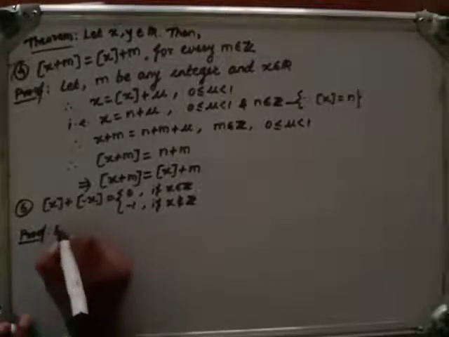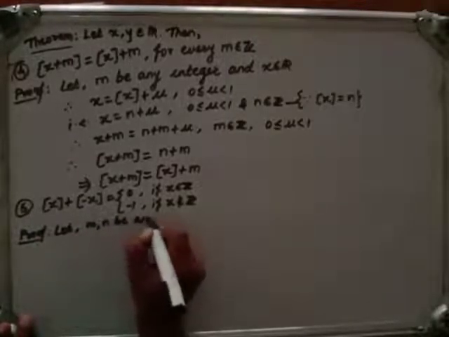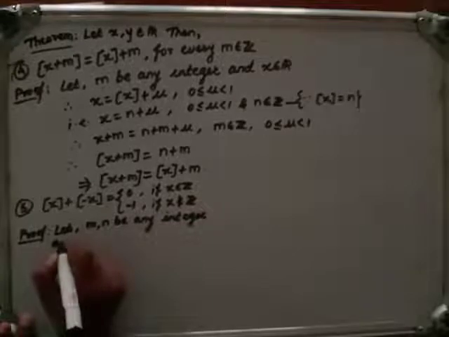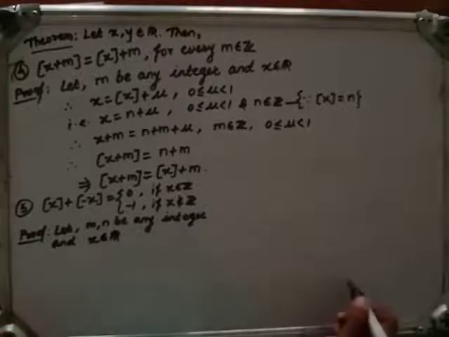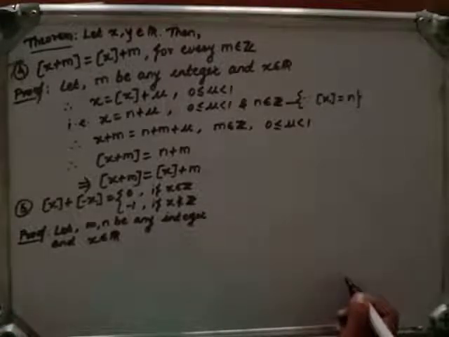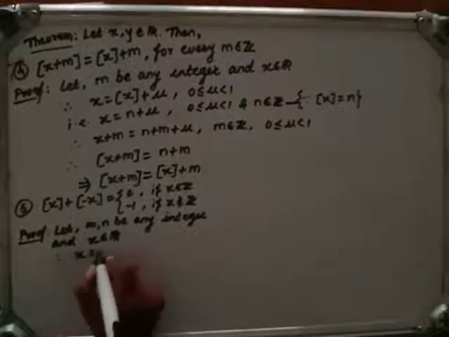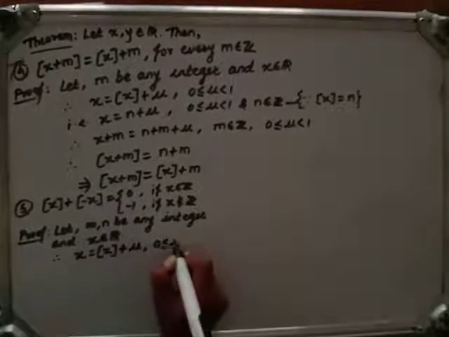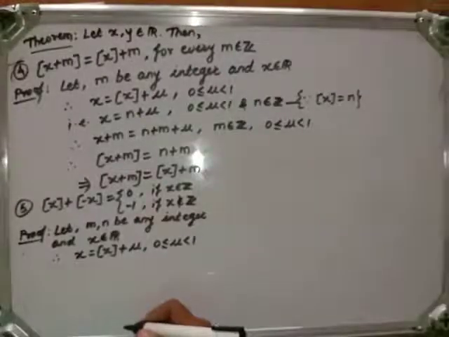Okay. Let m and n be any integers and x a real number. Therefore, x equals the greatest integer function of x plus mu, where 0 is less than or equal to mu, which is less than 1.